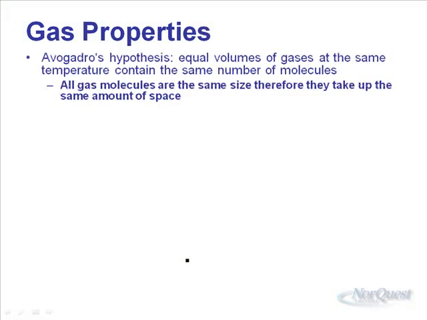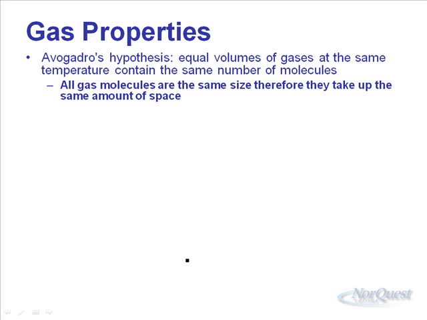Before we can talk about how oxygen actually gets from the air around us into every single one of our cells, we need to look at some physical properties of gases. So Avogadro's hypothesis was that equal volumes of gas at the same temperature contain the same number of molecules. Gases are particles that are really spread out, with lots of space between them.